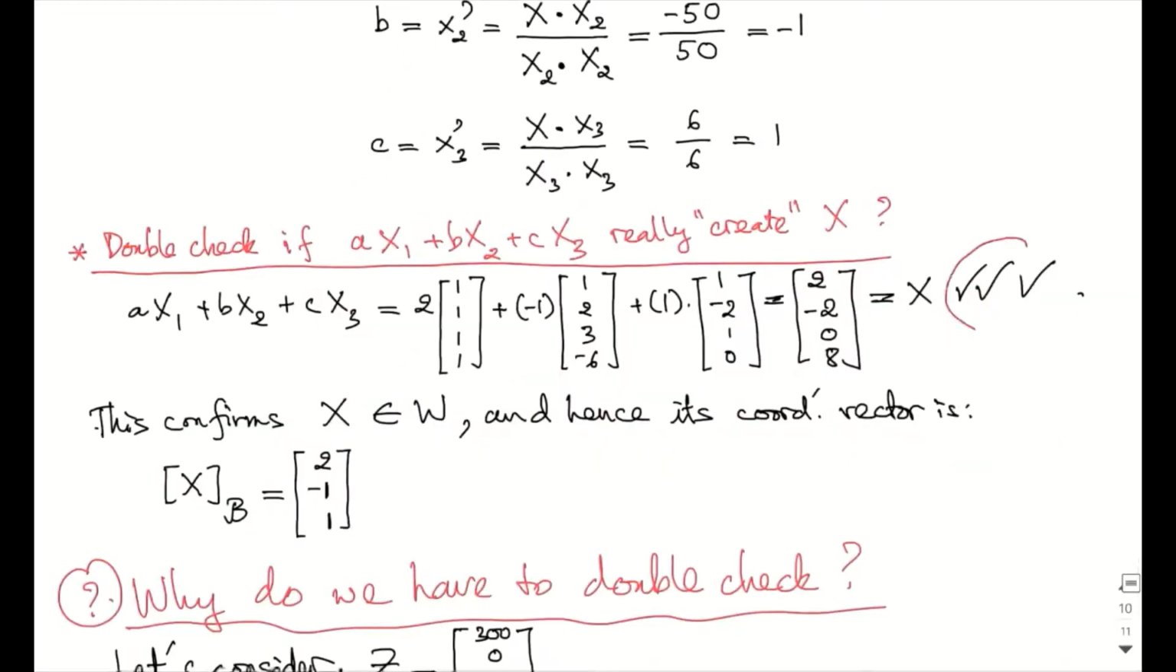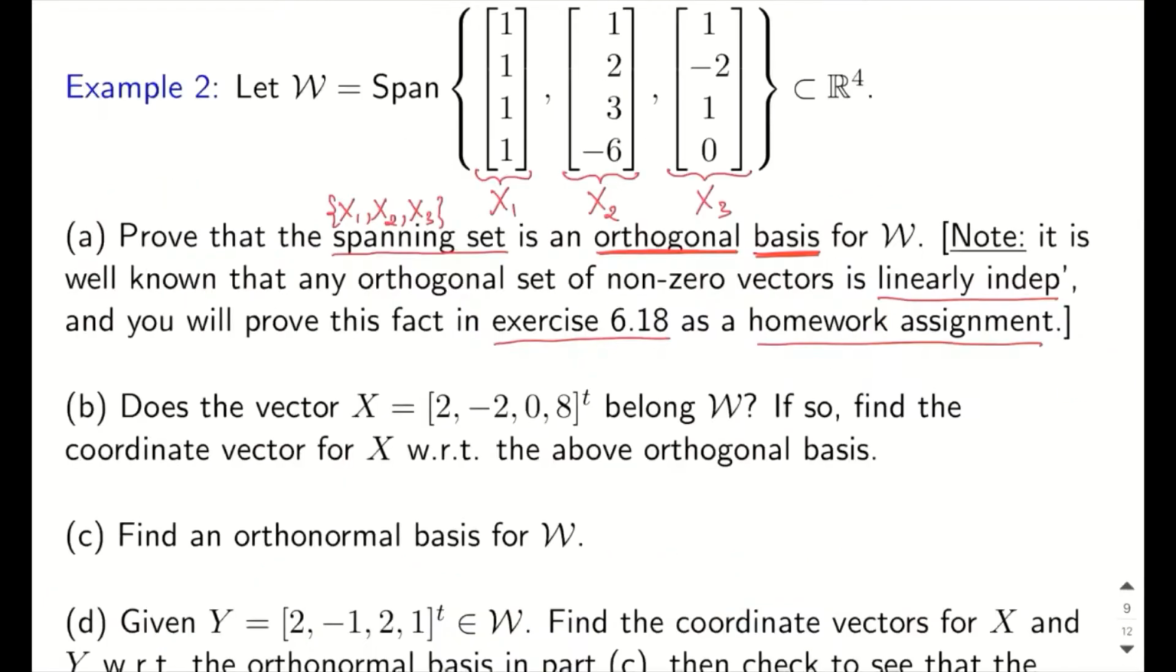We check and we see that we have the equality here. This means that x is in W, and that's why we have to double check. The double checking part helps us confirm whether the vector is in the space or not in the space. Now, next we are going to discuss part C, find an orthonormal basis for W. We are going to utilize the orthogonal basis.